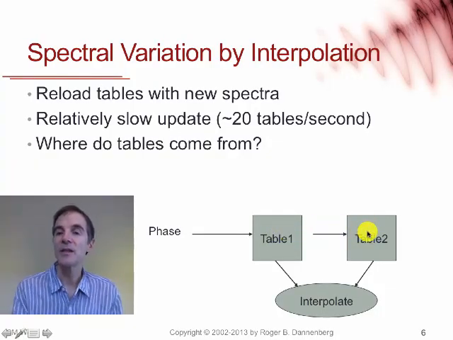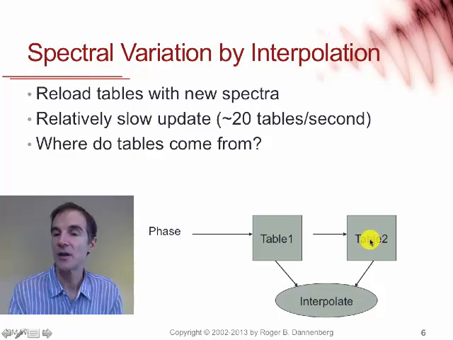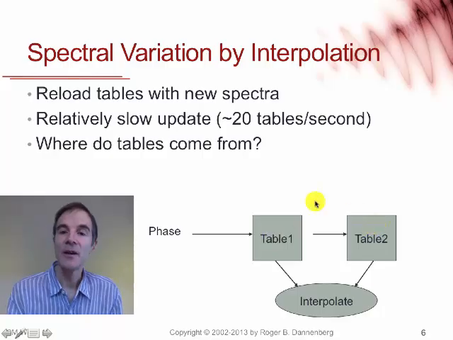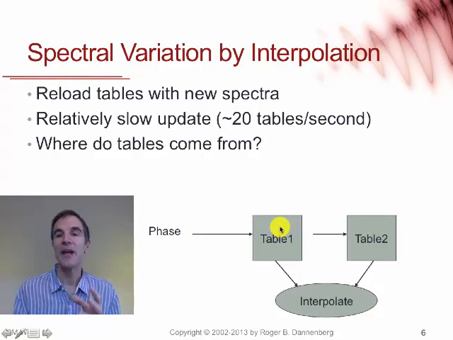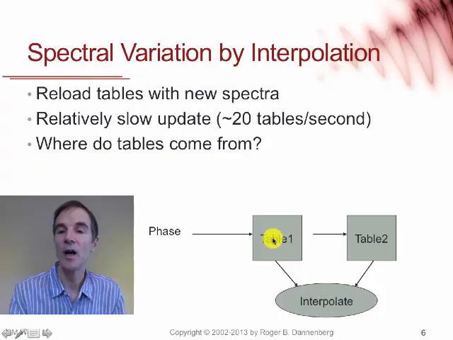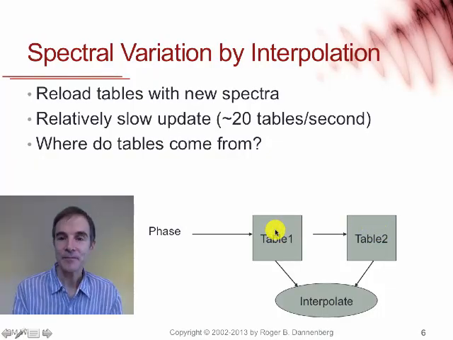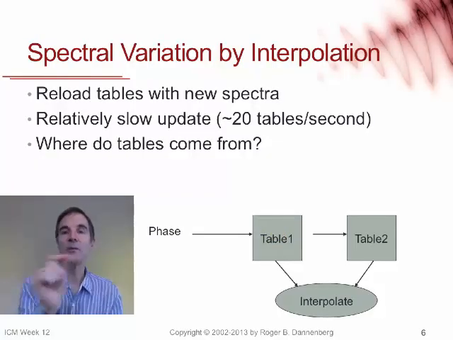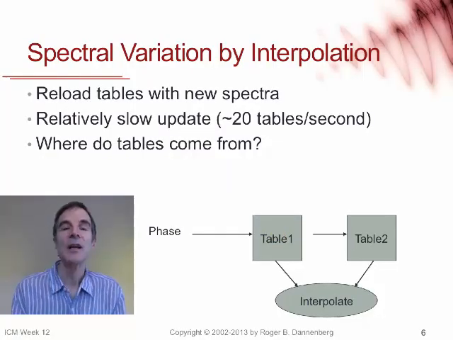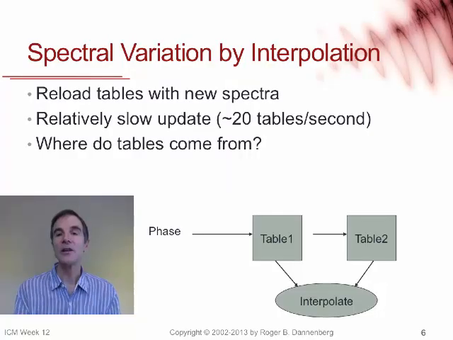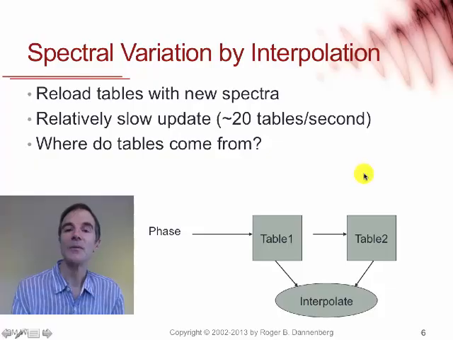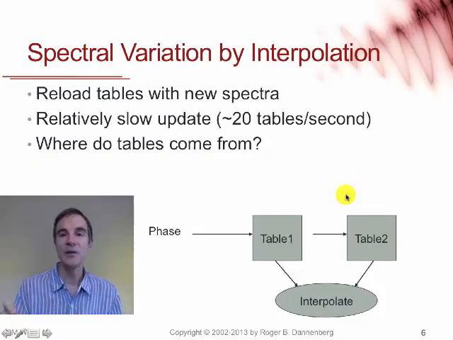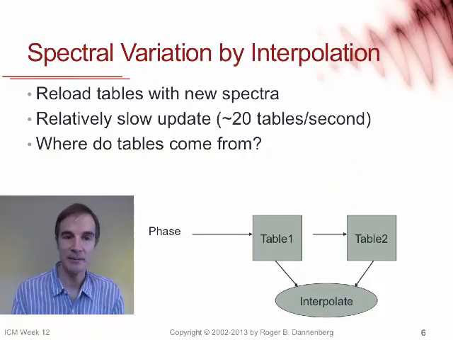When we reach the target spectrum, in other words, the weight on the target is 1 and the weight on the initial table is 0, then we can form a new target and put that spectrum into table 1, and then we interpolate back from table 2 to table 1. And we can continue going back and forth from table to table at a relatively slow update rate of maybe 20 tables per second. We can generate very smooth, continuous spectral transformations.